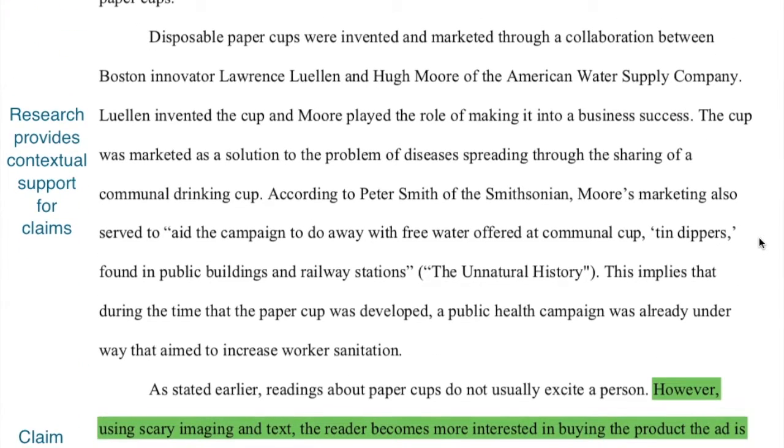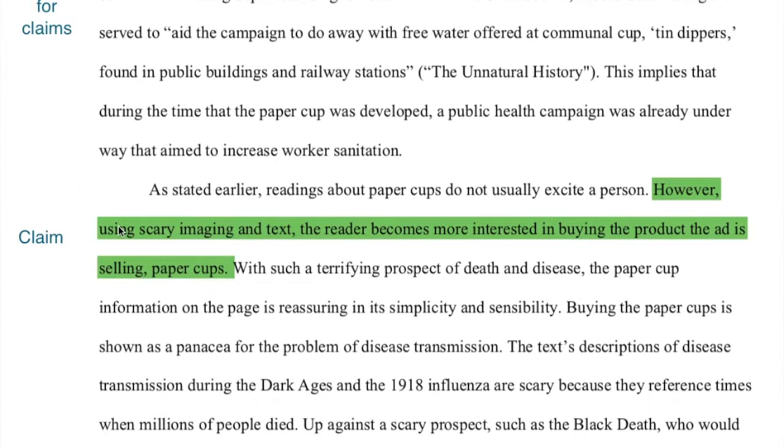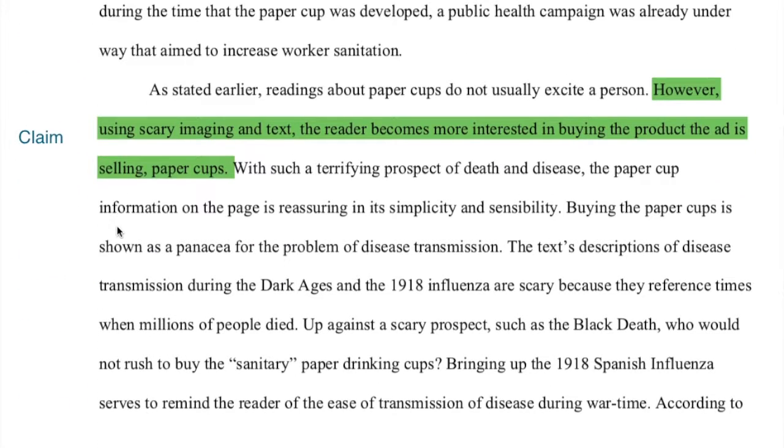So if we go a little bit further, the student brings in a little bit of research on paper water cups when this product came out to give us a little bit of context to help support his claims and to set up for the next argument. And the next claim he makes is, using scary imaging and text, the reader becomes more interested in buying the product. The ad is selling paper cups.